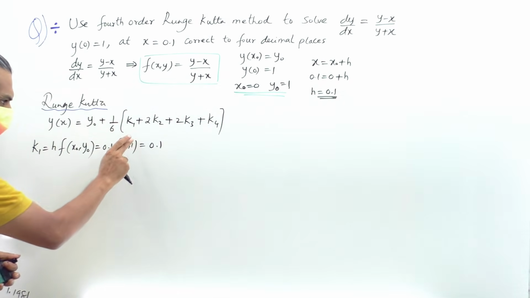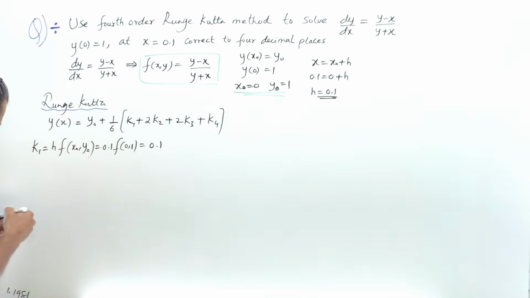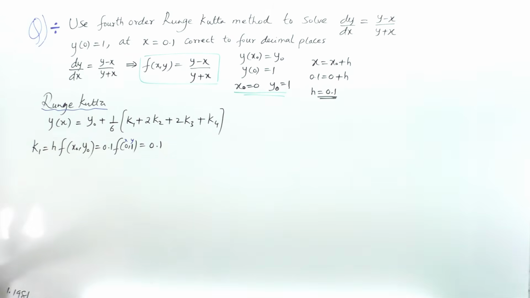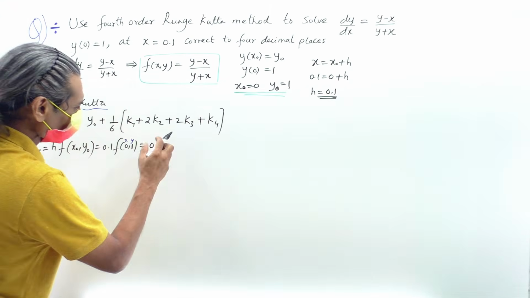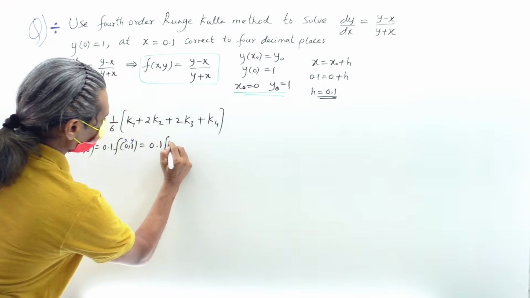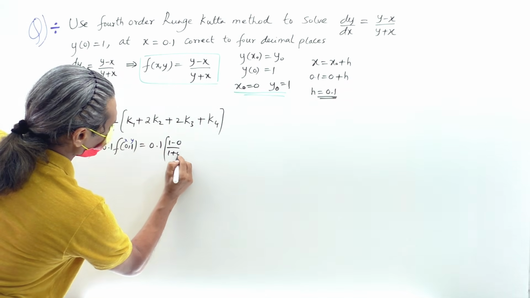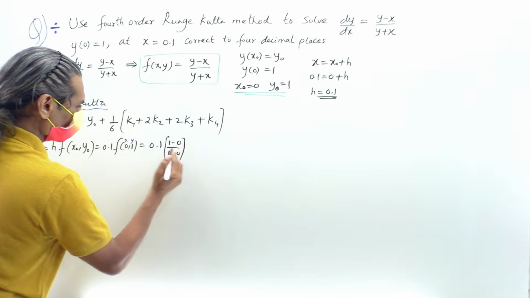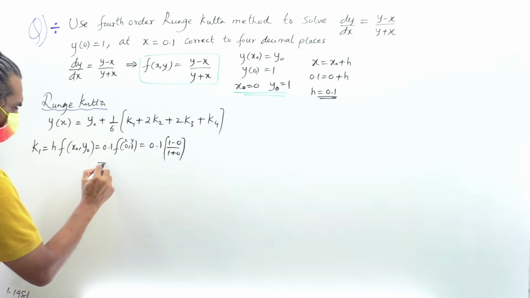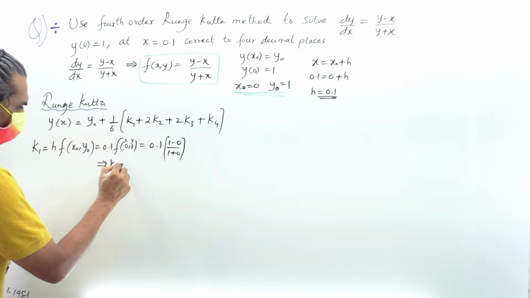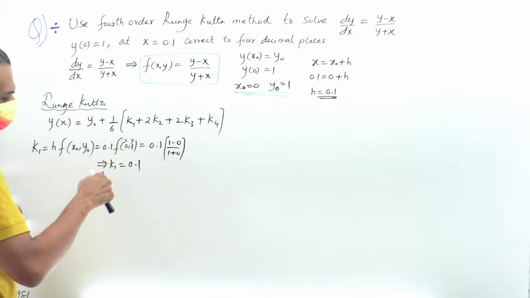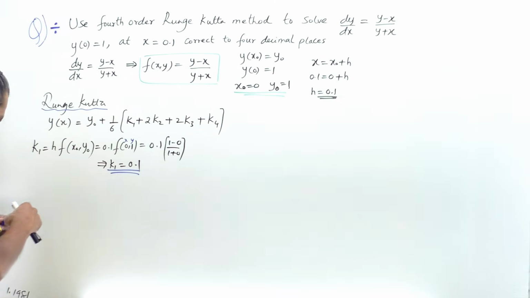So see here, if you look carefully, this is x and this is y. According to the function given, this will be 0.1 into (1 minus 0) by (1 plus 0). That is, y minus x, y is 1, minus 0, over y plus x, 1 plus 0. So this implies k1 is equal to 0.1. Very simple.